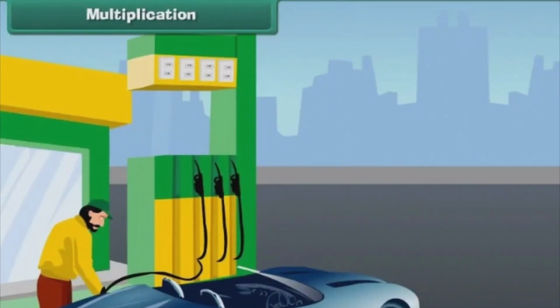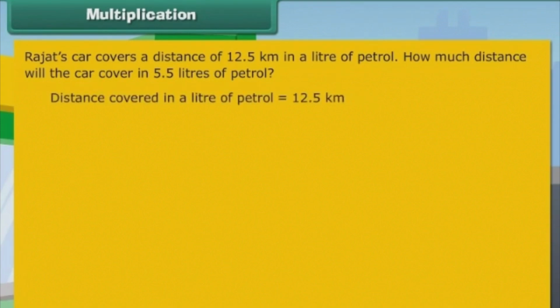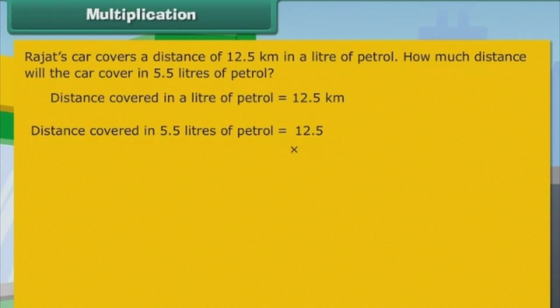Multiplication. Rajat's car covers a distance of 12.5 km in a liter of petrol. How much distance will the car cover in 5.5 liters of petrol? Distance covered in a liter of petrol is 12.5 km. Distance covered in 5.5 liters of petrol is 12.5 multiplied by 5.5.